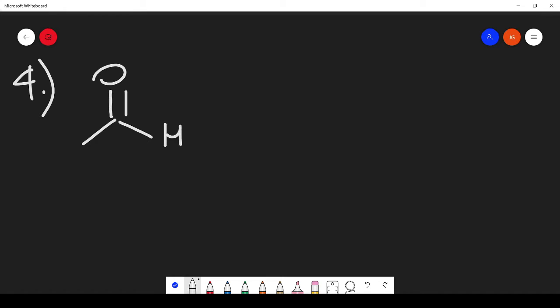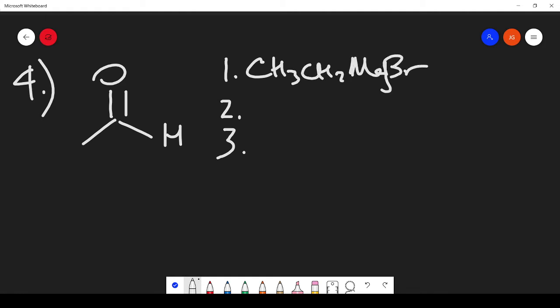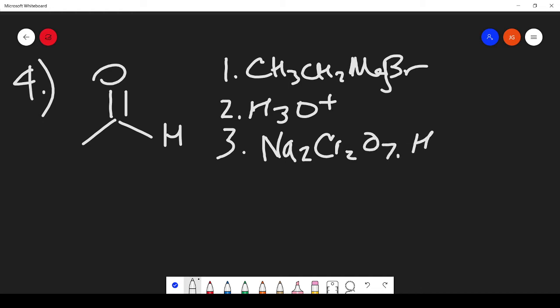Alright, so we are starting off with this aldehyde for number 4, and this one is a reaction, so we're going to get a set of reagents. We're going to get 3 sets. The first one is CH3CH2MgBr. Second is H3O+, and the third is Na2Cr2O7, H2SO4.